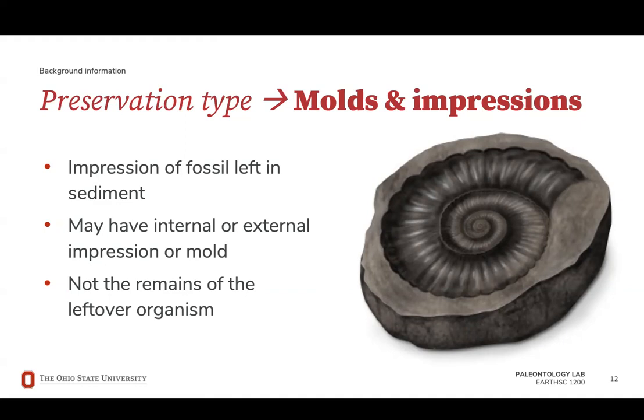Internal molds are a little bit trickier to think about. Imagine a snail shell that has been buried in soft sediment. After the soft tissues decay, sediment fills the inside of the spiral shell. Eventually, this sediment hardens and the original shell dissolves away. All that may be left behind is the lithified coil of sediment that filled the inside of the snail's shell. This tells us what the inside of the snail's shell looked like, but it doesn't tell us much about the external morphology of the shell.